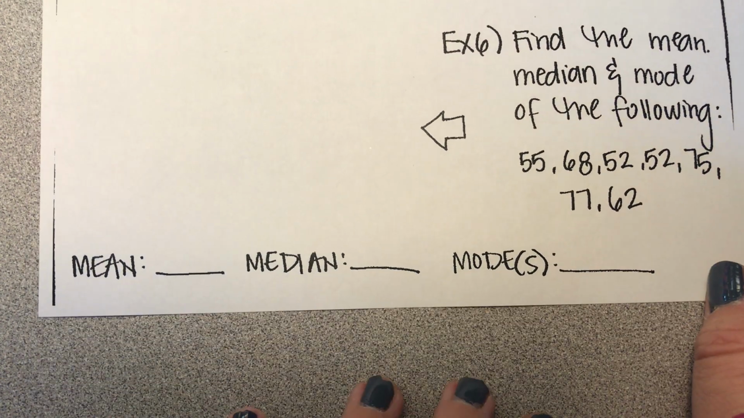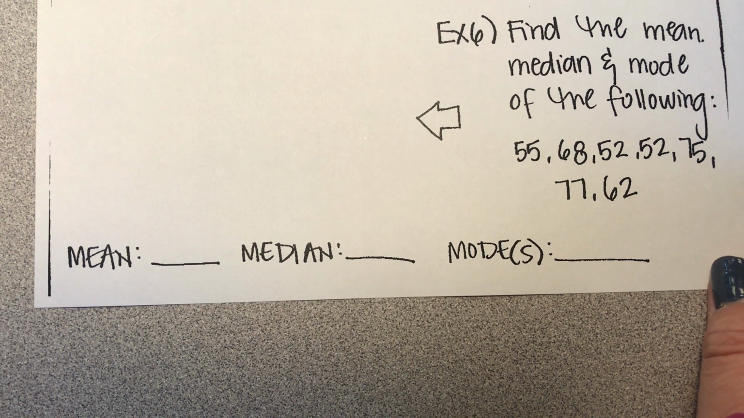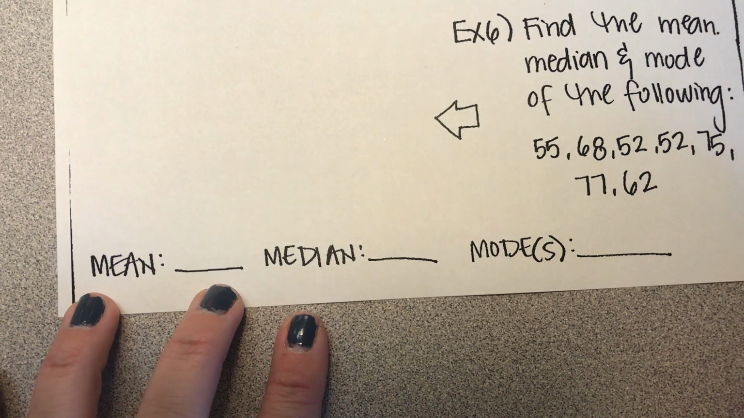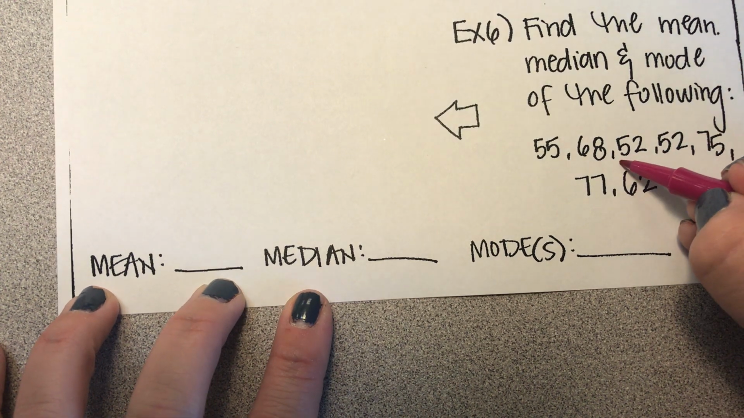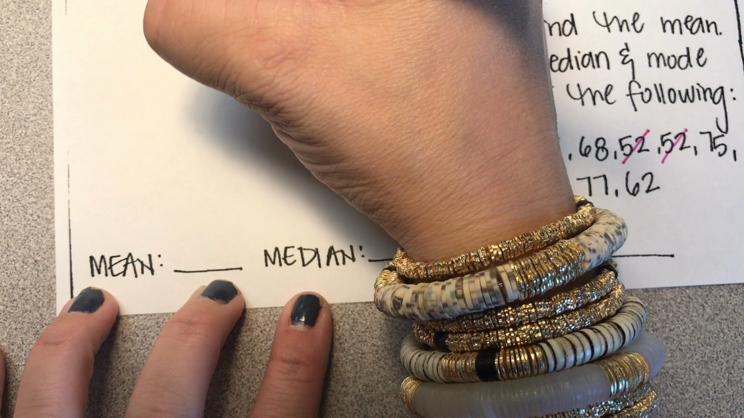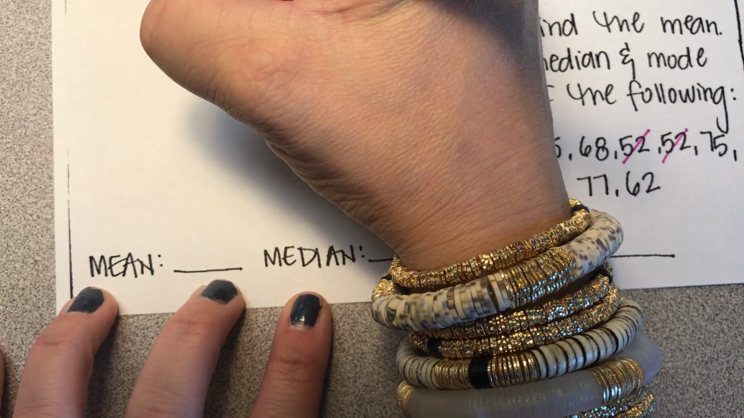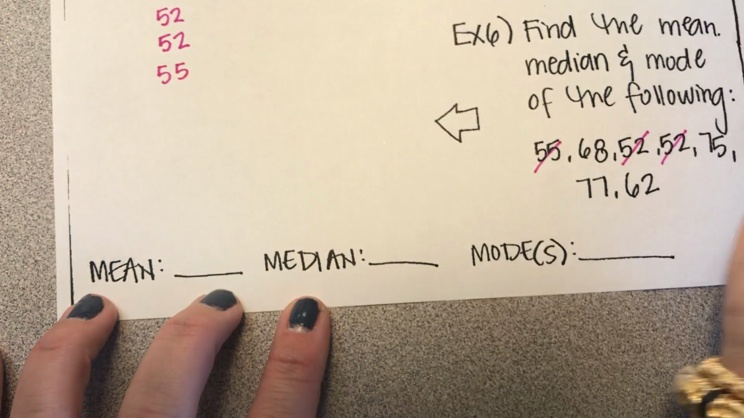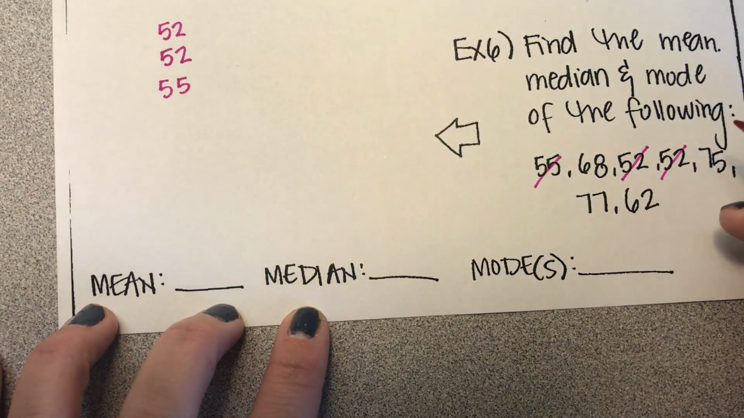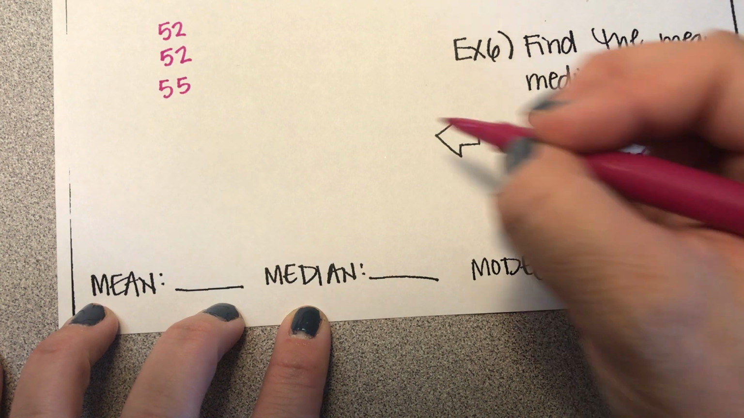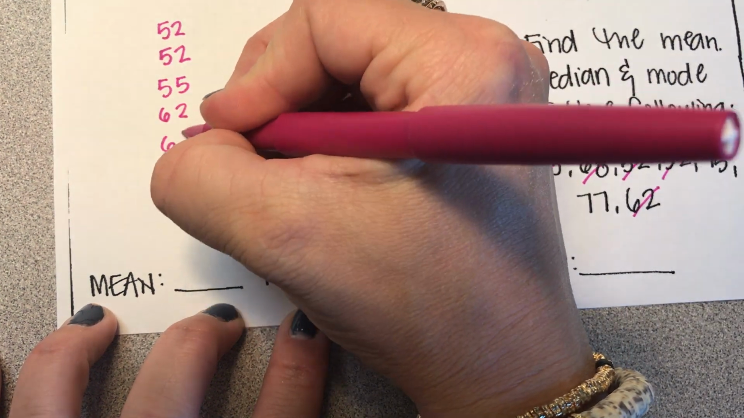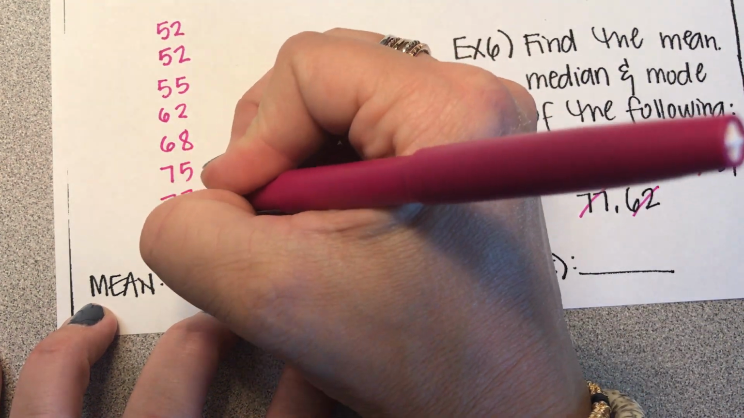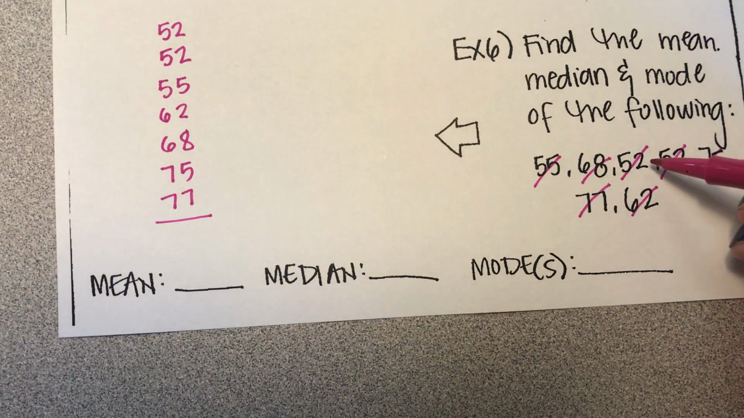And then this last one says find the mean, median, and mode of the following. Okay, so what I'm going to do is put them in order as I add them. So we're going to do 52, 52. Okay, then I have 55, and I'll see that, there we go. And then 62, 68. And then 75, 77. Okay, again, you can add these however you want.